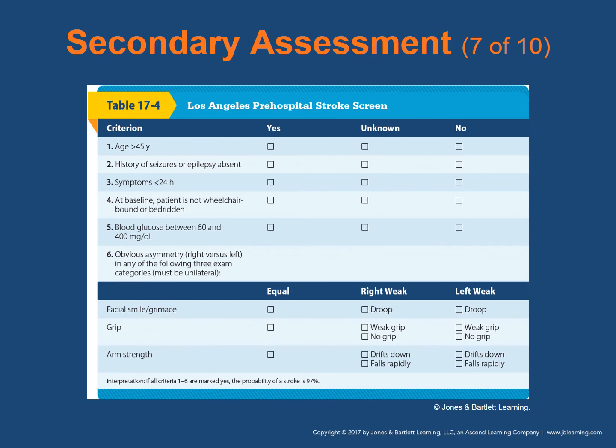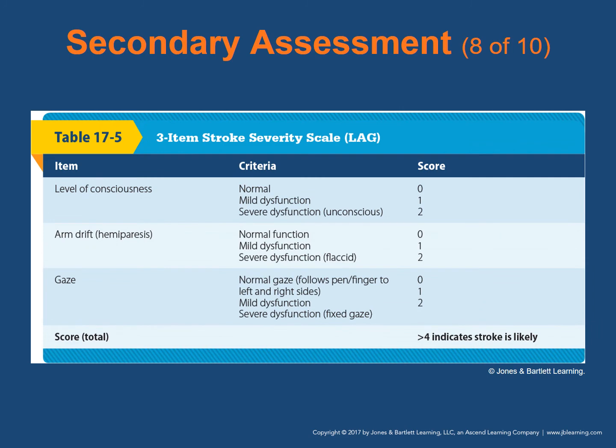So, a patient that's older, they have an absent history of seizures. So this isn't a seizure. Looking at blood sugar levels, any obvious asymmetry. So this scale actually rules out other causes and then looks at specifically the issues associated with stroke. And then that 3 item, we're actually rating them based on the dysfunction. So the Cincinnati Pre-Hospital is more of a yes/no, and this one actually gives you, is it mild, normal, or severe?